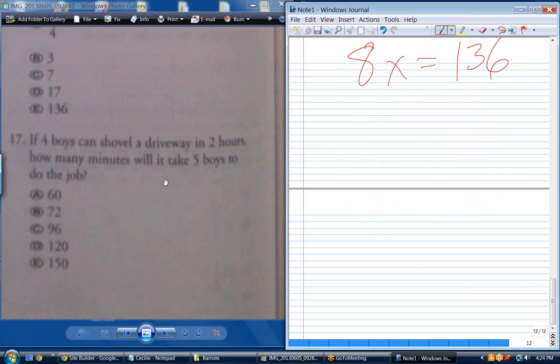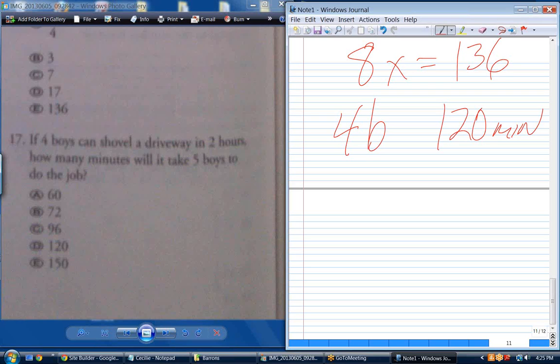Okay, if 4 boys can shovel a driveway in 2 hours, how many minutes will it take 5 boys to do the job? So it takes 4 boys 120 minutes. Isn't that the work formula? You can't really use that here, though. There's an easier way. I don't know if we can use it here or not. I don't think so. But that's probably not the way we want to do it.